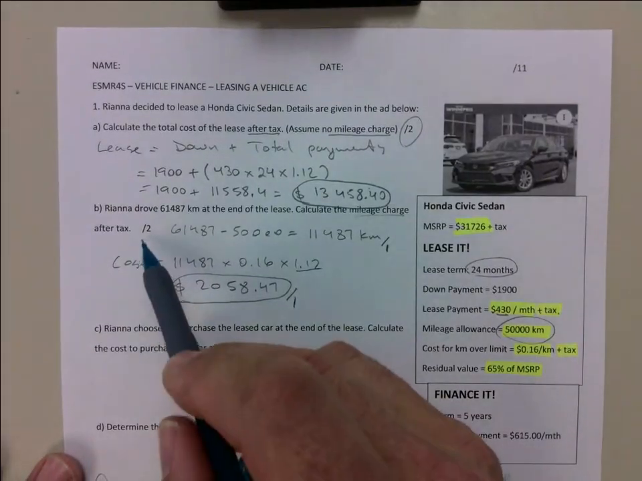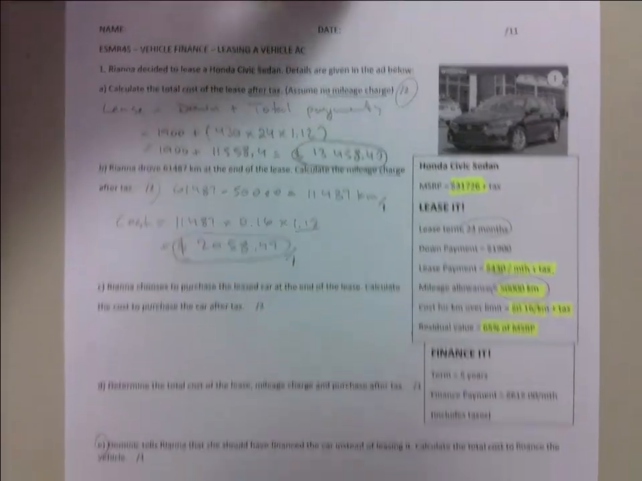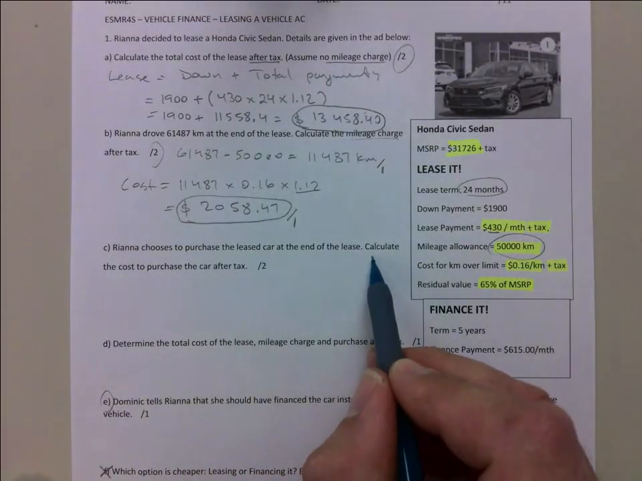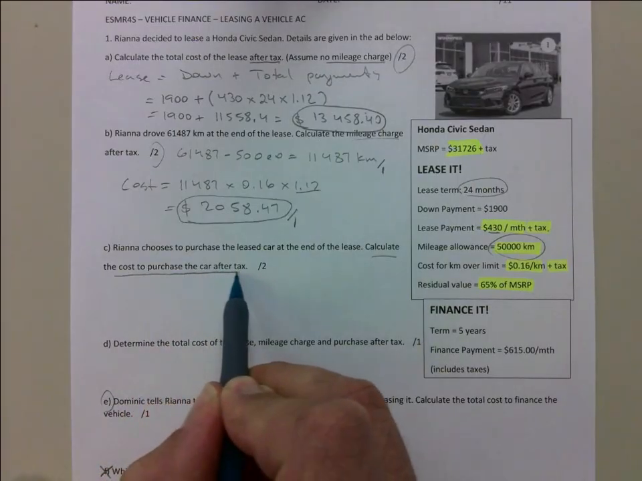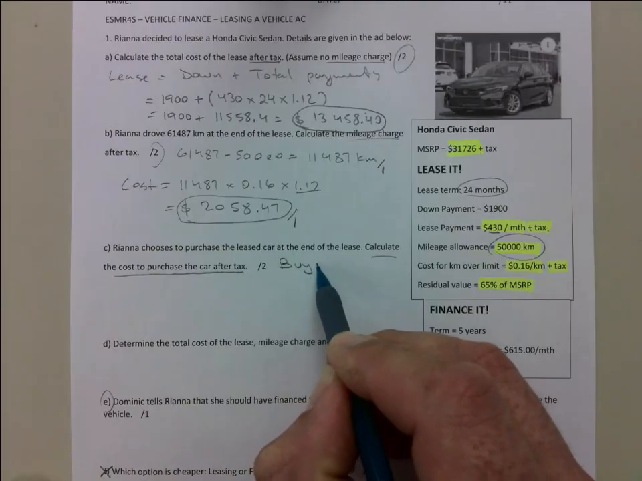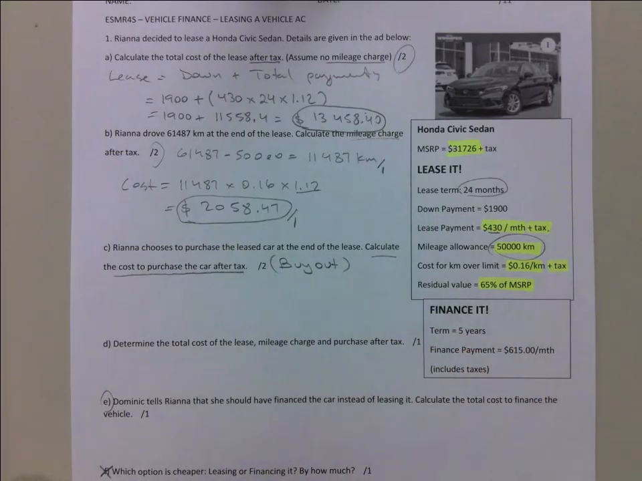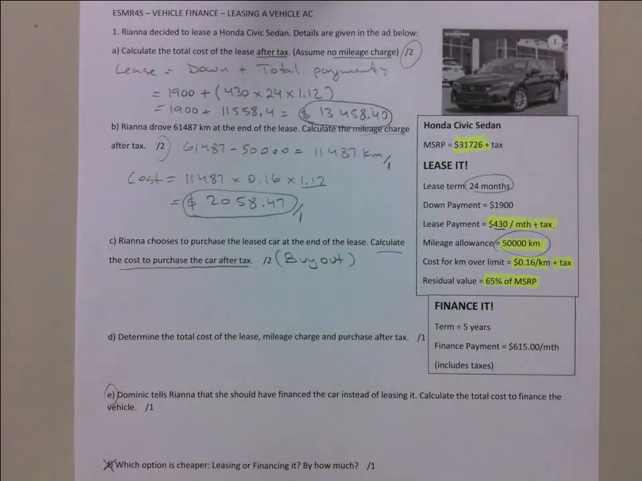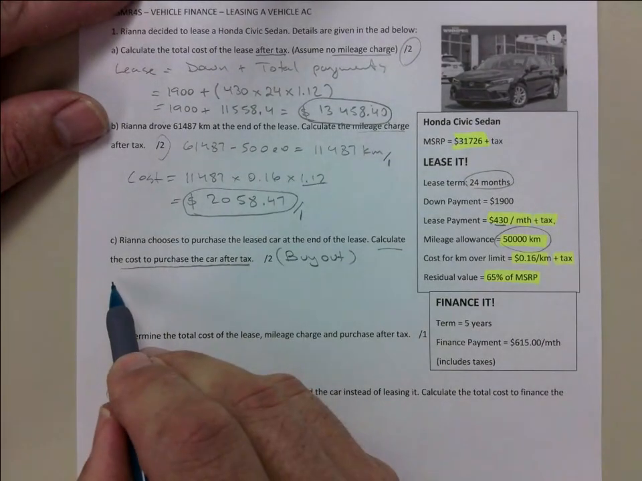2 marks for B. C, Rihanna chooses to purchase the lease car at the end of the lease. Calculate the total cost of the purchase after tax. This is also known as the buyout. Go ahead and write this down. The province sometimes uses buyout. Sometimes they use, what is it, to purchase after tax. I know. There's a lot to know here.